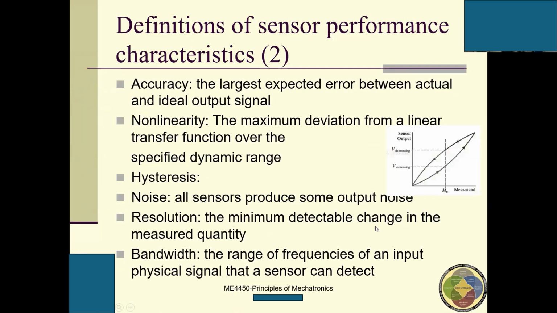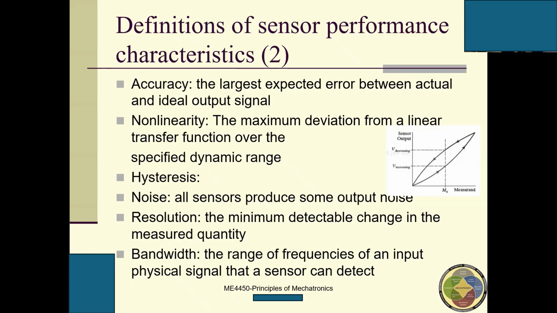The next one is accuracy. Accuracy is very easy to understand: it is the largest expected error between the actual and ideal output signal. Then nonlinearity. We know nonlinearity in mechanics, and here we also use this concept. It is the maximum deviation from a linear transfer function over the specified dynamic range.